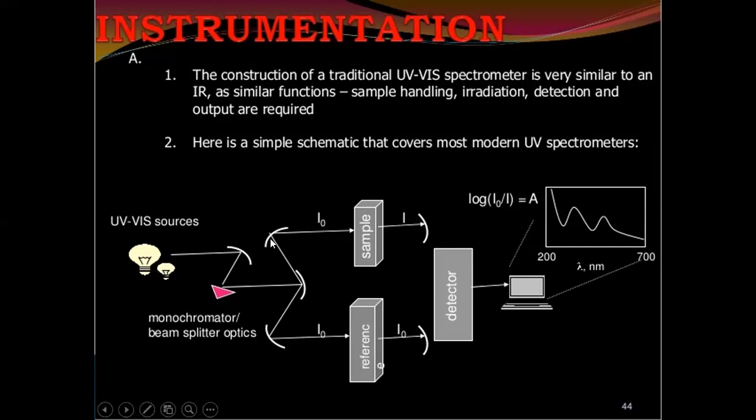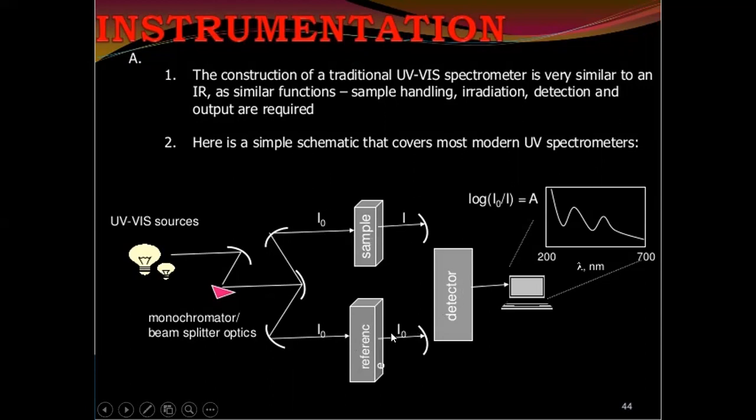And after the beam splitting, you can see the incident radiation going two ways. The monochromatic incident radiation: one beam goes to the reference and the other goes to the sample. Simultaneously, these two are recorded. Coming from the reference is I naught, and the other, coming through the sample, is I.